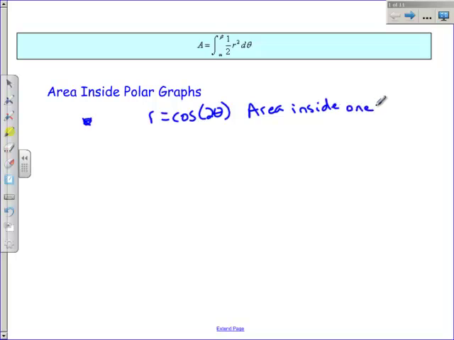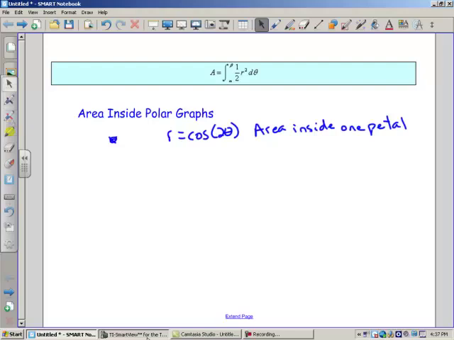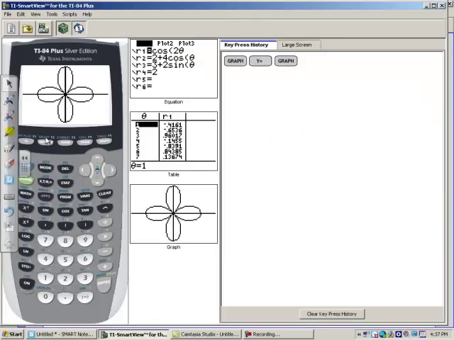So let's take a look at a picture on a calculator, and then let's talk about how we're going to do this. Most importantly, the angles we're going to go between. Here's our 4-petaled rose, and I've got it graphed here, and we want the area inside one full petal. What we really want to know is what angles do I go between that will generate this one full petal. So if I hit trace, let's take a look at this first dot here.